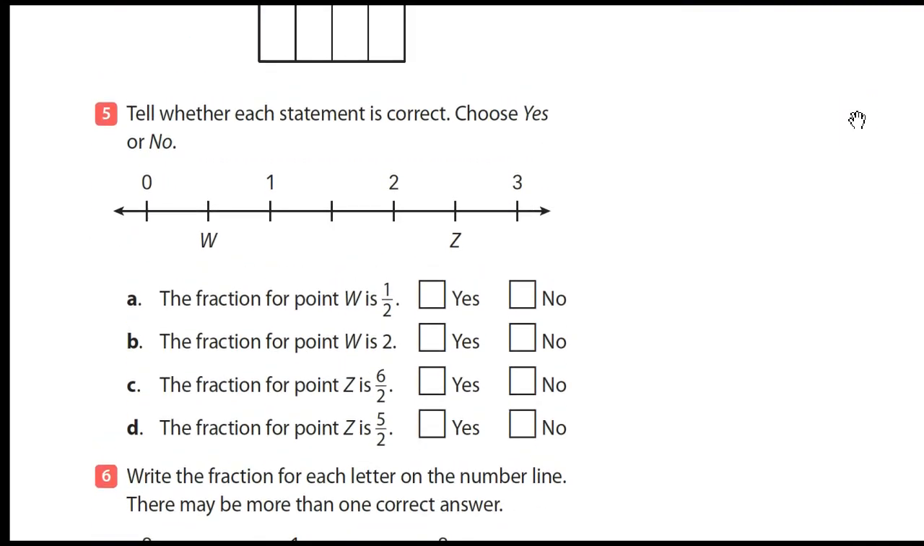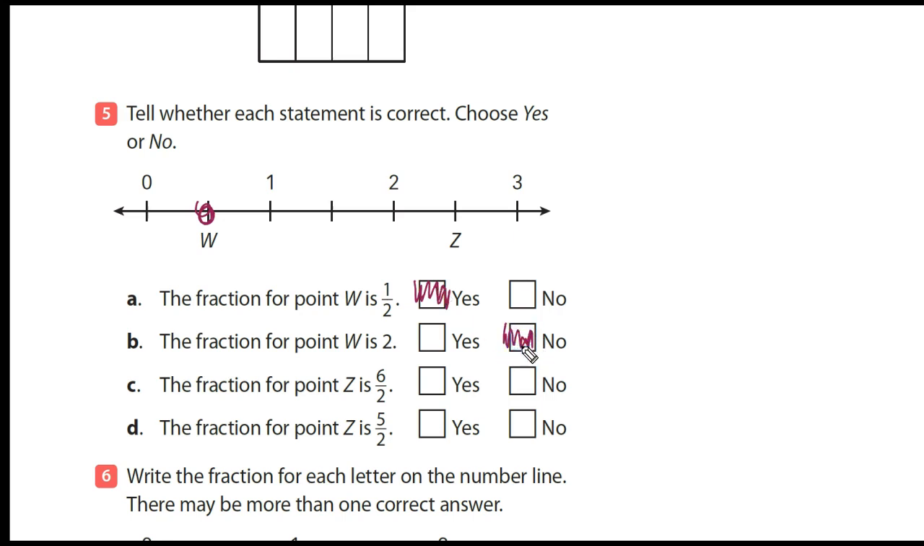They tell whether each statement is correct, yes or no. Okay. So it says the fraction for point W is 1/2. Okay. So here's the W. Is that 1/2? It's between 0 and 1. Is that 1/2? It's halfway. So is that true? Yes. Okay. The fraction for point W is 2. Is that right? No.